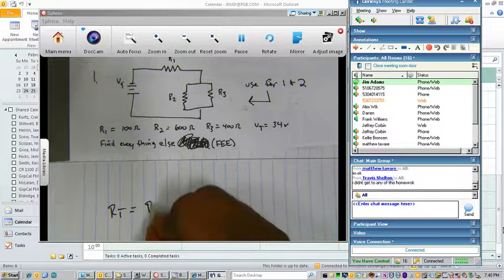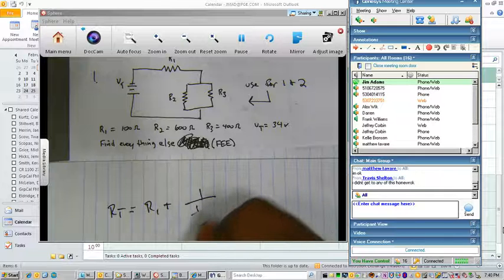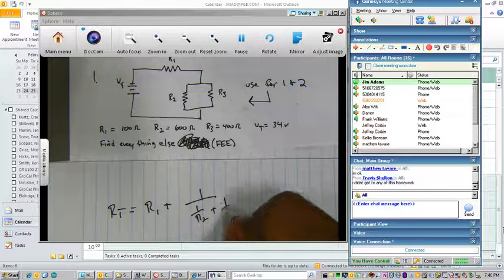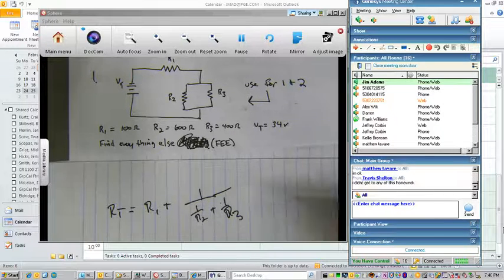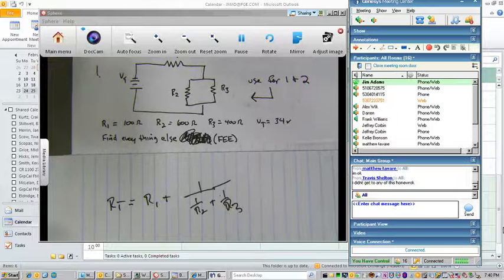So what we have here is a combination circuit. R1 is in series with the combination of R2 and R3. It says R1 is 100 ohms, R2 is 600 ohms, R3 is 400 ohms, and total voltage is 34 volts. So we need to find everything else.